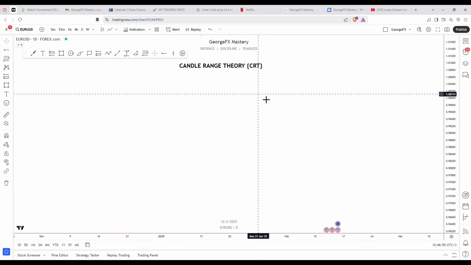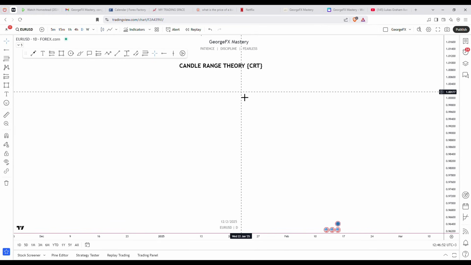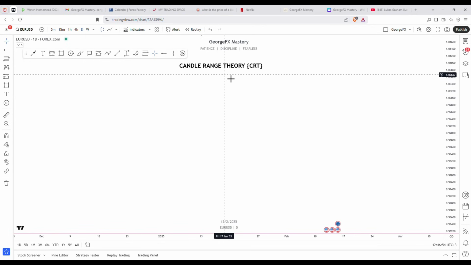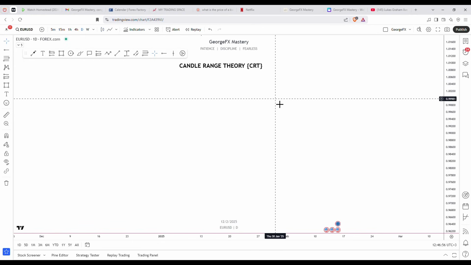I will be taking you through this particular session to show you how to mark out the candle range theory and understand how to trade it. It is one of the most basic and most used strategies in the market, and we are going to look at how to trade it and how to mark it and be on the right side of the market while trading the candle range theory.